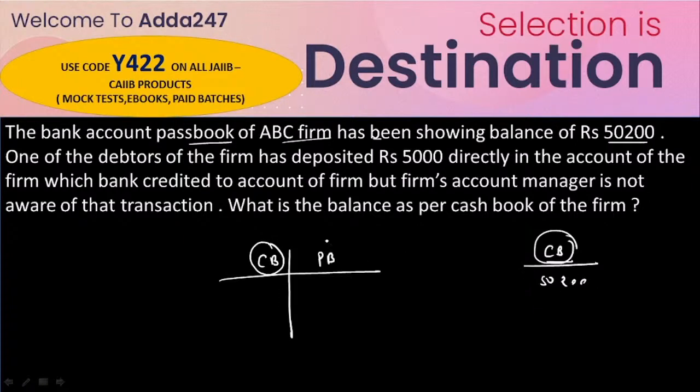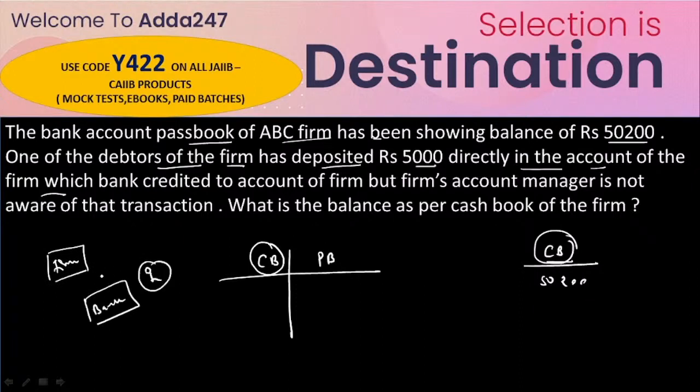Fine. After that, one of the debtors of the firm has deposited 5,000 directly in the account of the firm. That means, suppose that this is a firm and this is a bank, and this is one of the debtors of this firm. So he directly goes to the bank and deposits in the firm's account. Okay, so the bank credited the account of the firm with the 5,000 rupees.